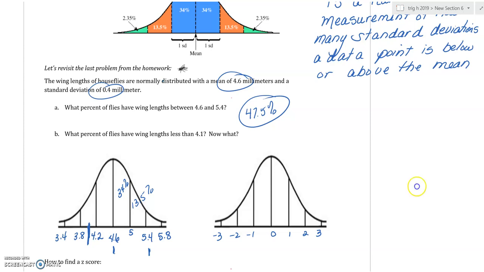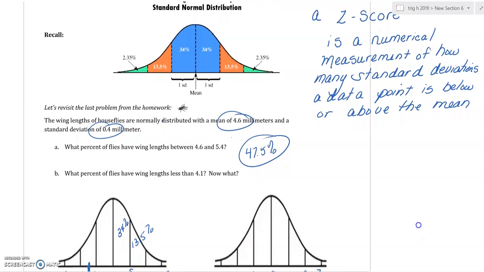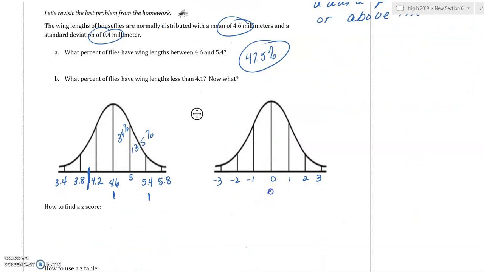A z-score is a numerical measurement of how many standard deviations a data point is below or above the mean. For example, looking here, if you're right at the mean, that is a z-score of 0. If you're 1 standard deviation from the mean, that's a z-score of 1. 2 standard deviations away is a z-score of 2. Here z equals 3. Again, if you're to the left of the mean, or below the mean, that z equals -1. We have z equals -2 and z equals -3 for 3 standard deviations from the mean.